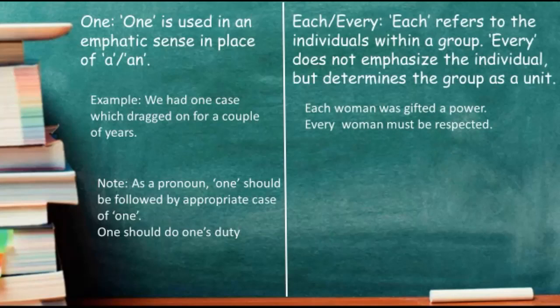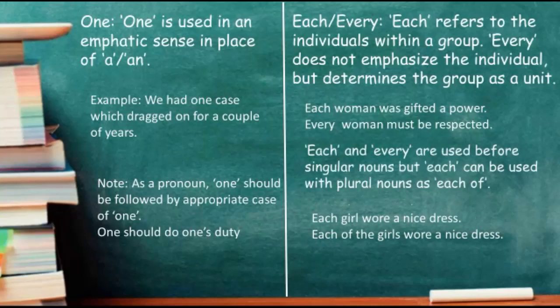Each woman was gifted a power. So each woman refers to individual women. Every woman must be respected. So all of them should be respected. Each and every are used before singular nouns, but each can be used with plural nouns as each of. Each girl wore a nice dress. Each of the girls wore a nice dress.